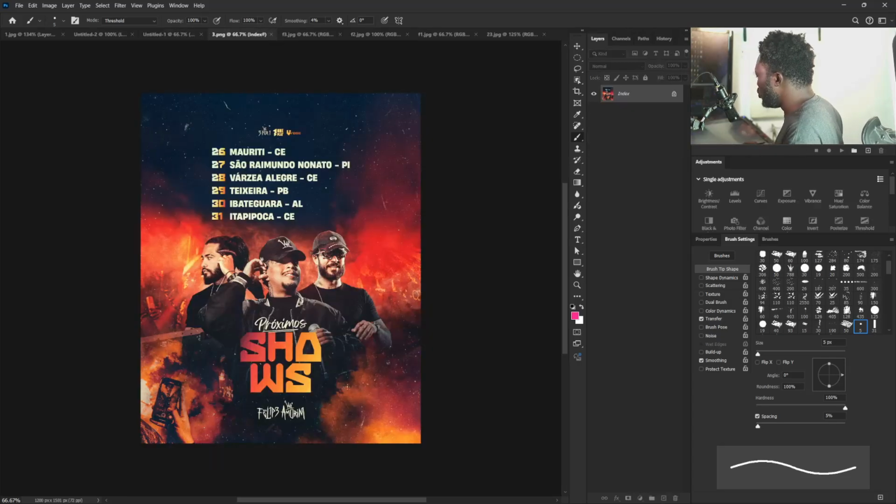Now let's go straight to the use of type, because the use of characters is also part of how you spice up your party poster. Fonts or characters are what we use to really make the project look interesting.